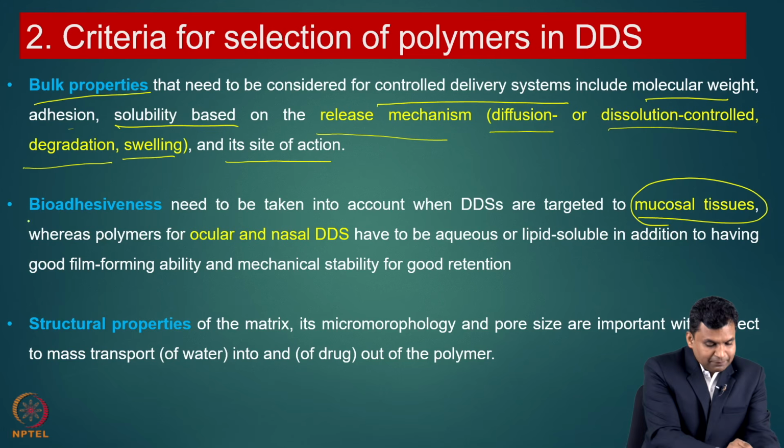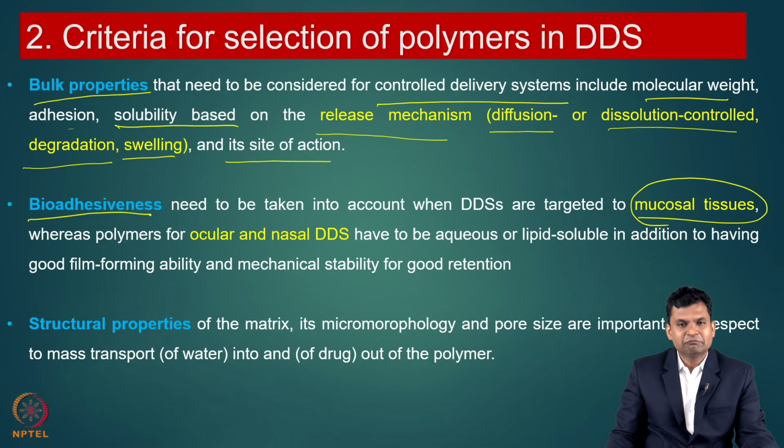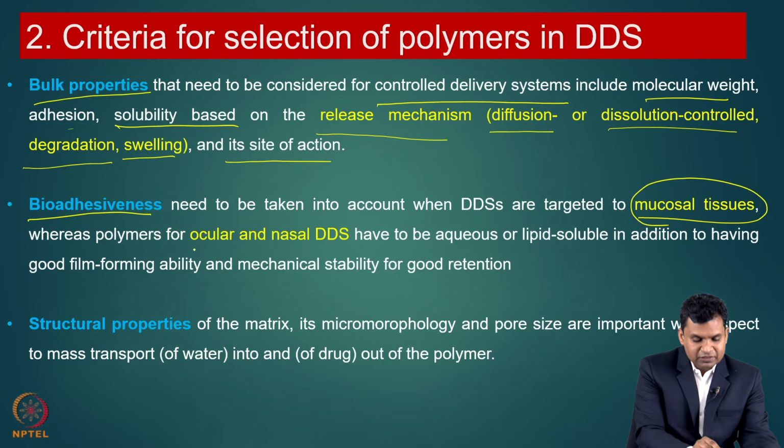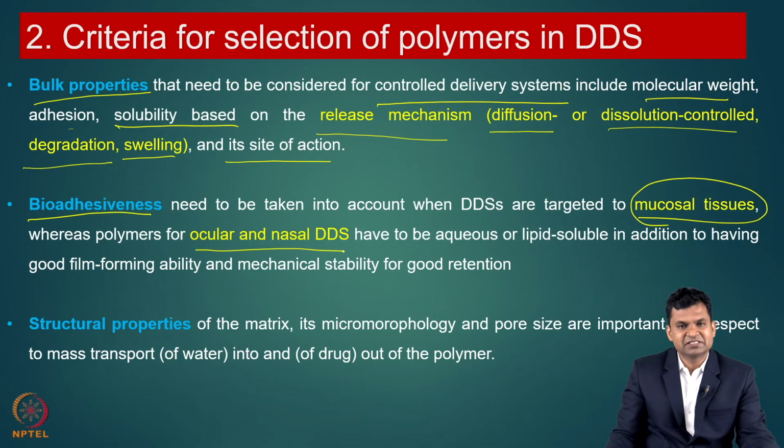So, the second point we need to consider for biological applications and as a drug delivery system is the bioadhesiveness of the polymer, which is very essential for various mucosal drug delivery systems, for example, ocular and nasal drug delivery systems. In our previous class, we also learned about various polymers which are biodegradable as well as mucoadhesive polymers.